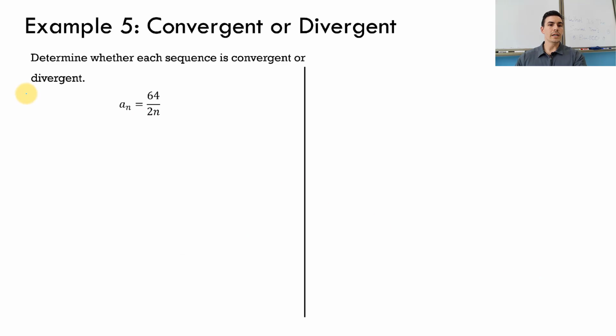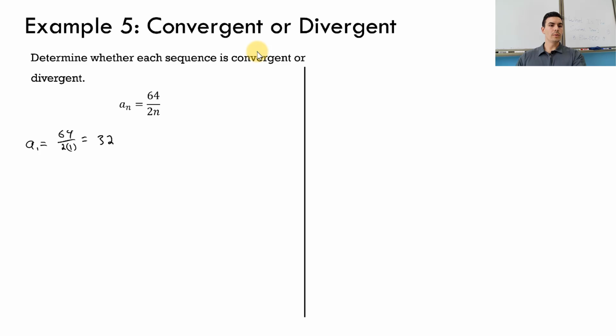Okay, last example here, looking at convergence or divergence. We're going to determine whether each sequence is convergent or divergent. We are given an explicit formula here, right? A sub n is equal to 64 over 2n. So we can go ahead and plug in a sub 1. Let's start plugging in some values and see what happens to our terms. Are they going to approach some number, or are they going off into infinity, or what's happening?